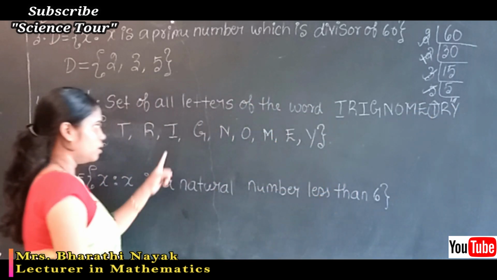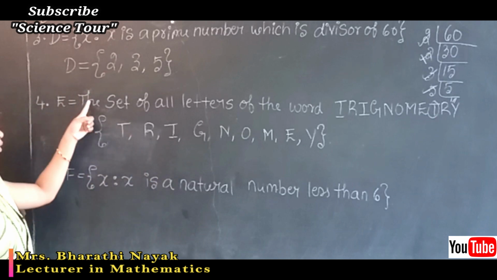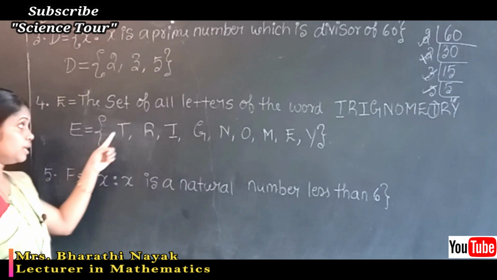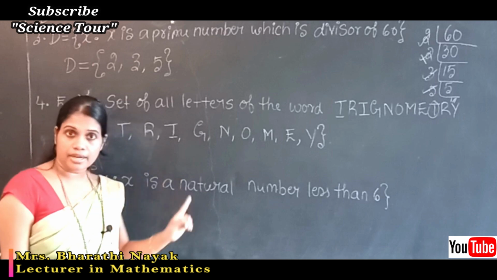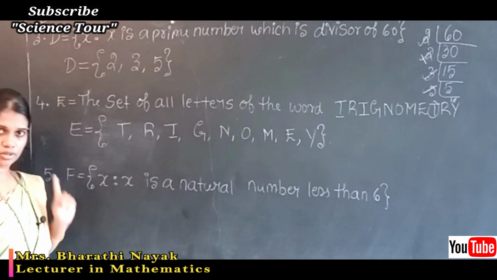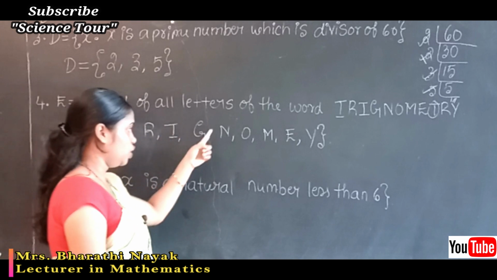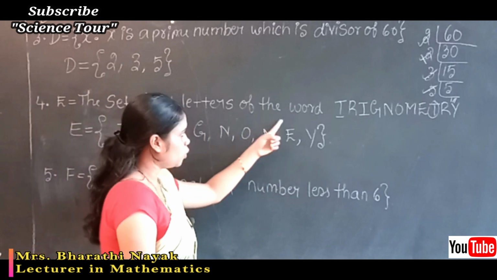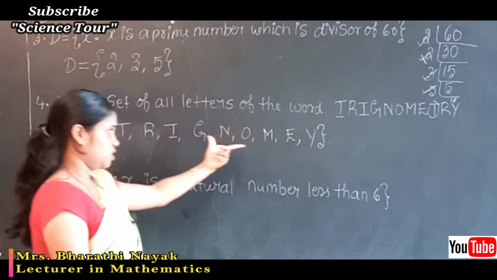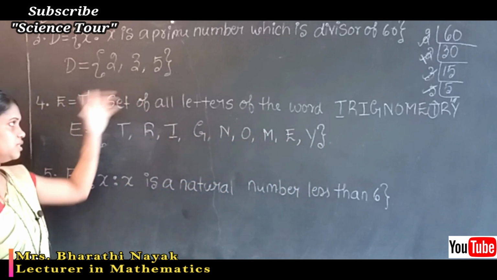So this is the tabular form of this given set. Remember, the elements of a set will never repeat, only once you have to write. So T, R, I, G, N, O, M, E, Y. This is the tabular form of this given set.